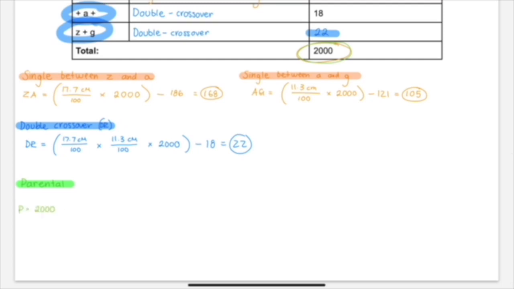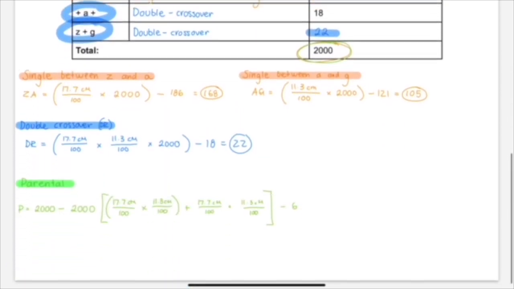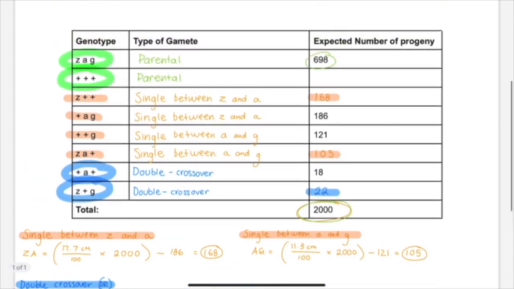Now we're going to move on to the parentals. This is probably the easiest one, and that's just because the work's already been done. If you were to do the parentals first, this is how you would write it out. We have our total progeny minus, and I just factored out the 2000 so that we don't have to write it a bunch of times and we can save some space. Then we have our frequencies that get us our single crossovers between Z and A, and then A and G, and then our double crossover. Then we subtract the blank that's already filled, which is 698, and we end up with 682.